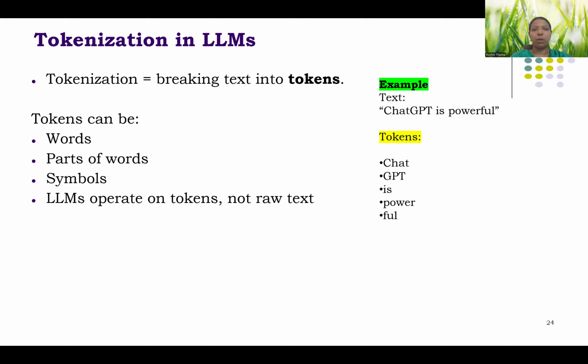For this to happen, the first thing is tokenization. Tokenization means breaking the text into tokens. For example, if I have a text, "ChatGPT is powerful," the tokens are chat, GPT, is, powerful. A token can be a word, a part of a word, or a symbol. All these things can be called tokens. So the first thing that happens is it breaks the input text into tokens. So the LLM works on the tokens, not on the raw text as such.